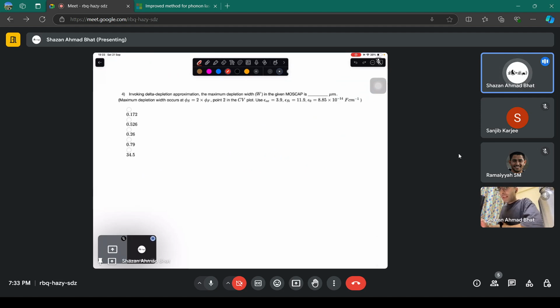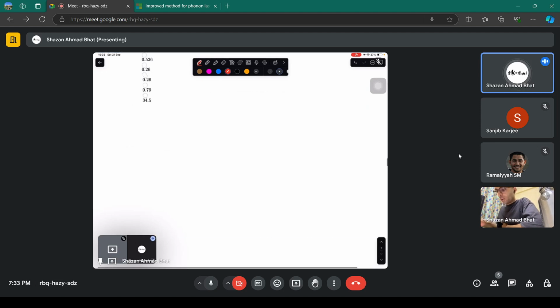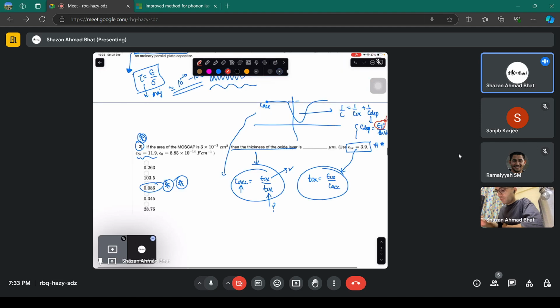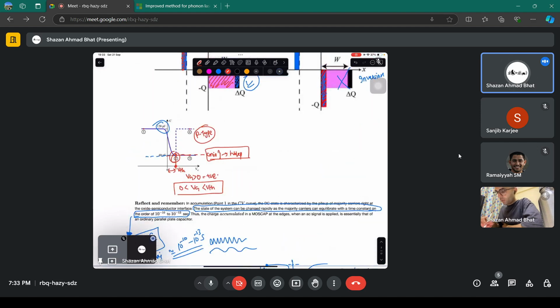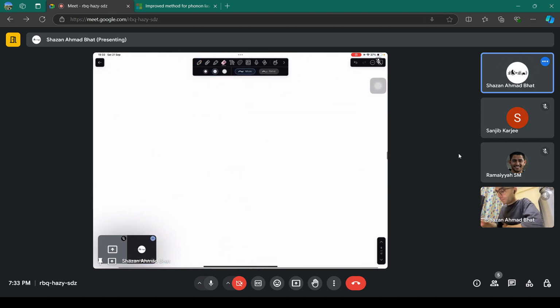Question 4 means invoking the delta depletion approximation. The maximum depletion width in a MOS capacitor is this. This is the maximum depletion width, which occurs at inversion, I should say at the threshold voltage, when the surface potential is 2 times the Fermi potential. The point 2 in the CV plot is what? Where is point 2? This is point 2. Okay, let me draw it.